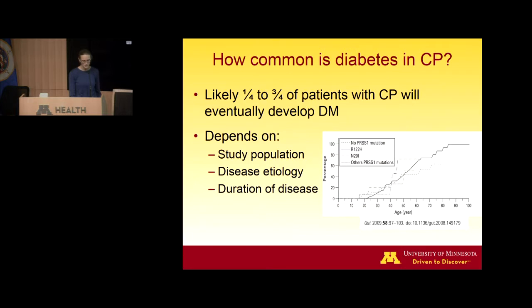And how many patients actually get diabetes? It depends on the study you look at, anywhere between 25 to 75%. I think if you follow people long enough, it's probably 50% or higher who are either frankly diabetic or at least pre-diabetic, on the verge. It depends on the cause of the disease, how long they've had it, how long you're following this population, and what other things they've had, like pancreatic surgery.